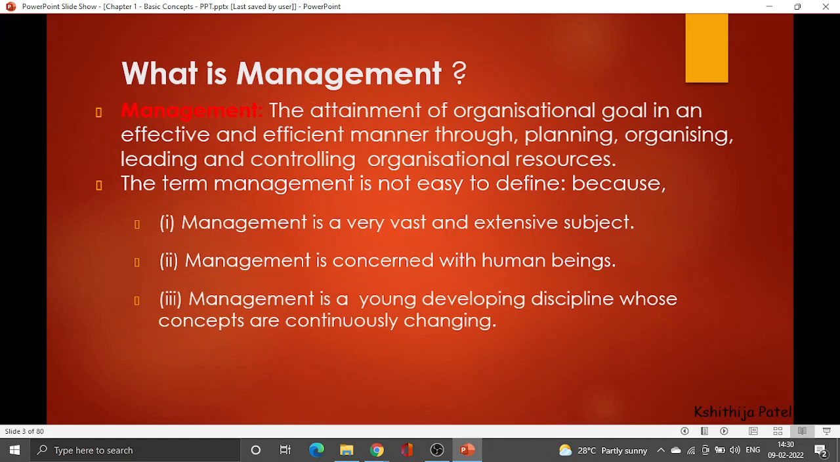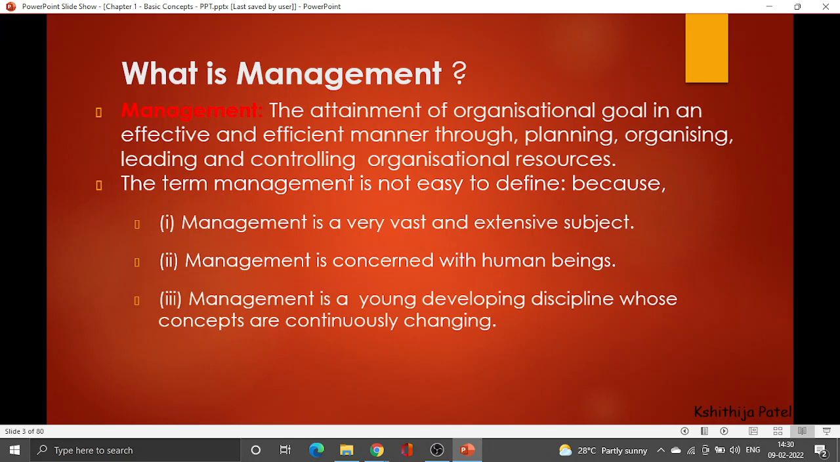Each person who has spoken about what management is has spoken from his own point of view, and each one of the definitions is true to what has been said. The second fact is that management is totally concerned with human beings.